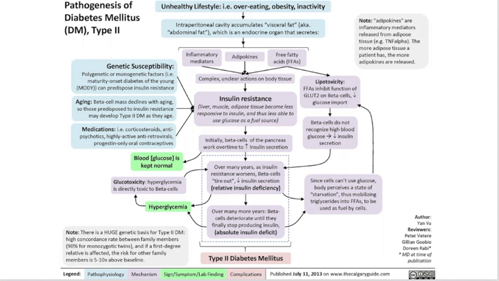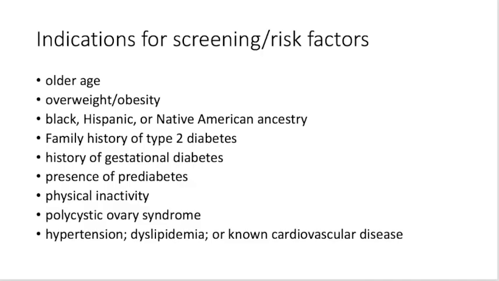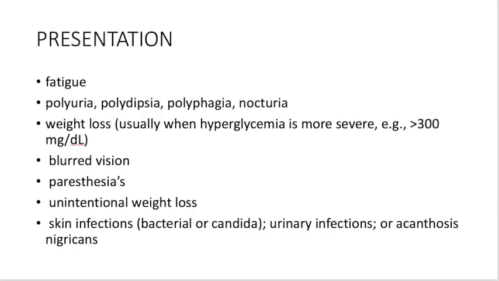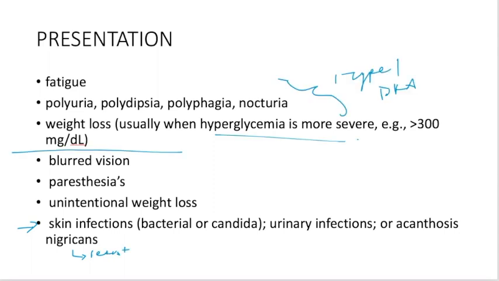So when you look at the pathophysiology of type 2, then this just gives you that mechanism ultimately leading to hyperglycemia. When we're talking about type 2 diabetes, we have methods for screening, and those are related to these risk factors listed here. So presentation for type 2 diabetes is going to be the same. However, you're going to have skin infections, urinary infections, and acanthosis nigricans. Acanthosis nigricans is directly related to insulin resistance. And then the classic triad, polyuria, polydipsia, polyphagia, are present in type 1 and type 2.